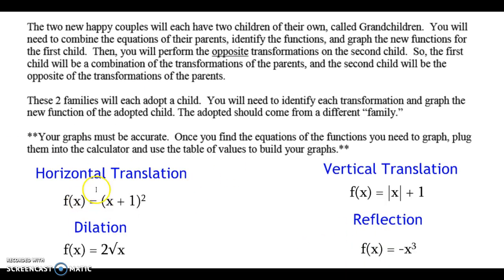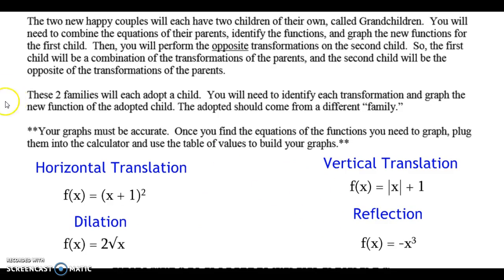And here you can see I gave a couple of examples. Here's a horizontal translation, 1 unit left of the parent function quadratic. Here is a vertical translation, 1 unit up of the parent function absolute value. Here's a dilation of the parent function square root, and here is a reflection across the x-axis of the parent function cubic. All of these different types of transformations should be represented in your function family tree.